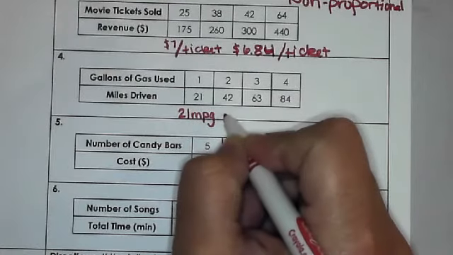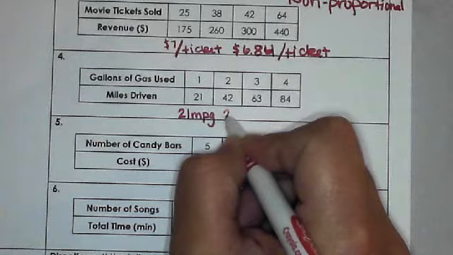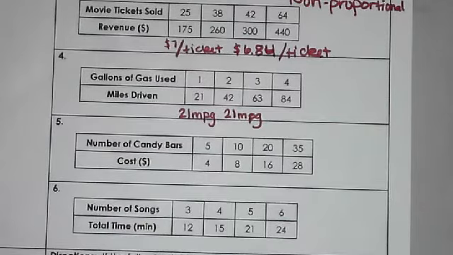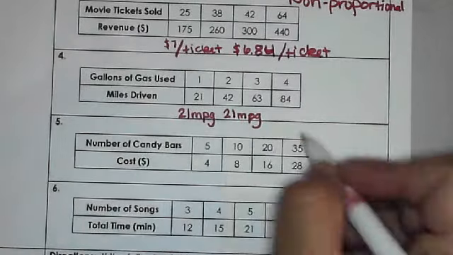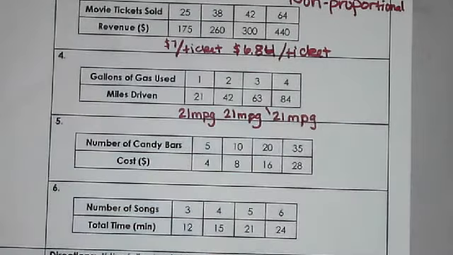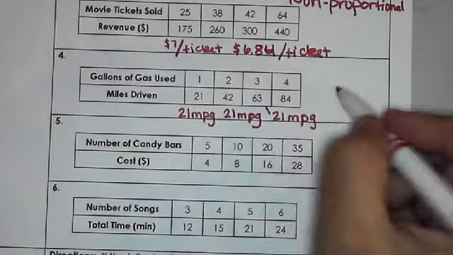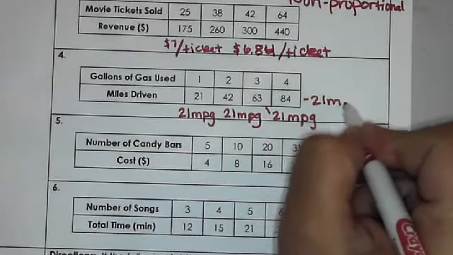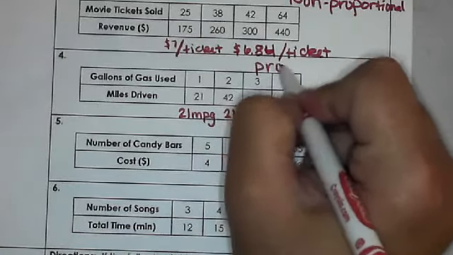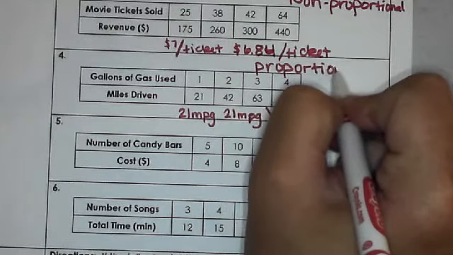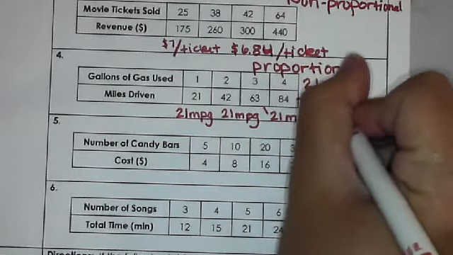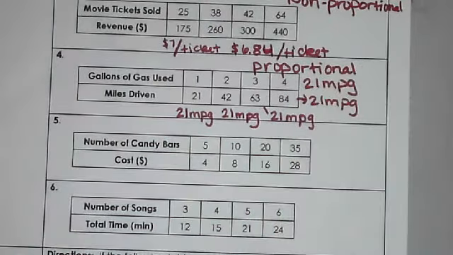Landon? It is 21. That one's 21 again. All right, 3 gallons to 63 miles. Audra? 21 again. 4 gallons for 84 miles. Sophia? 21. All right, so is this proportional? Yes, so we say it's proportional. And this car gets a consistent 21 miles per gallon.